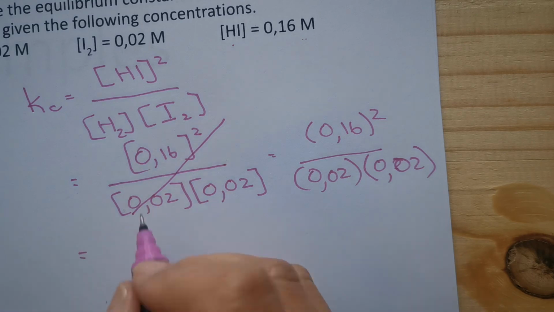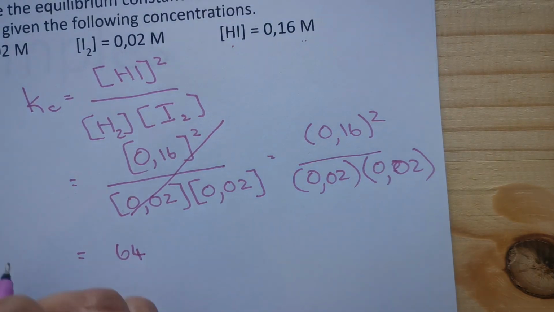And then the numerical answer here is 64. So that means that the Kc value is equal to 64. That means that it's not a particularly big Kc value, right? So this particular reaction is not going to make us massive amounts of product.